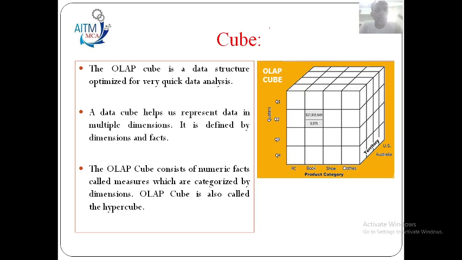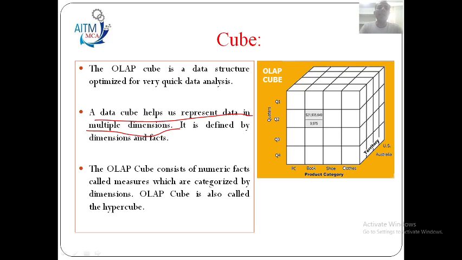A data cube helps us to represent the data in multiple dimensions. See here now, what it will do? It helps us to represent the data in multiple dimensions. Just now we have discussed it. If it is in the form of tables, relational, there are only 2 dimensions, row and column. Now it is multiple dimensions. It allows us to store the data in multiple dimensions.